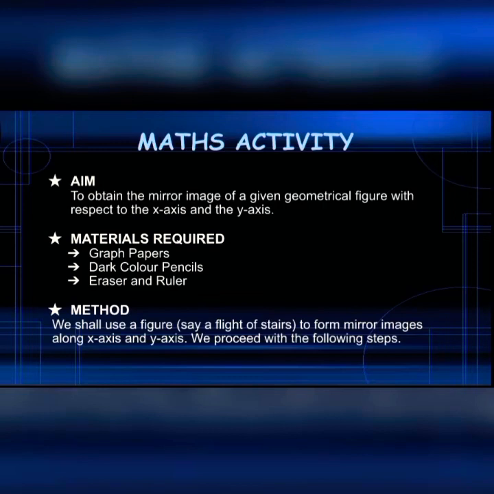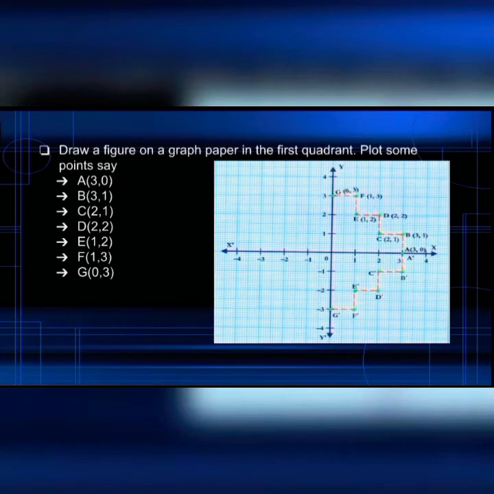The method we shall follow is we shall use a figure, say a flight of stairs, to form mirror images along the x-axis and y-axis. We proceed with the following steps. Why did I say a flight of steps? You can see over here that this is a flight of steps. It's proceeding up and up and up.